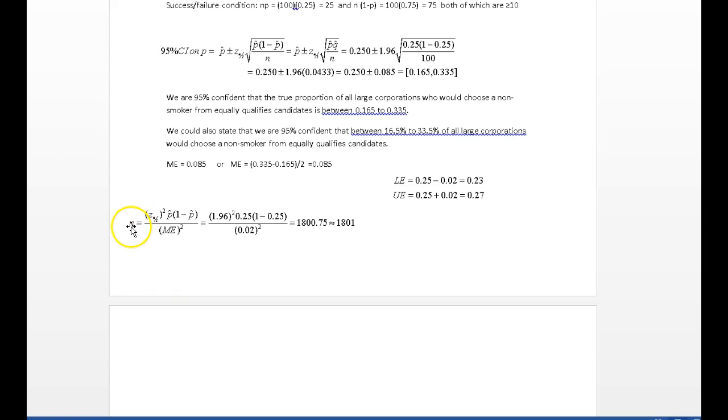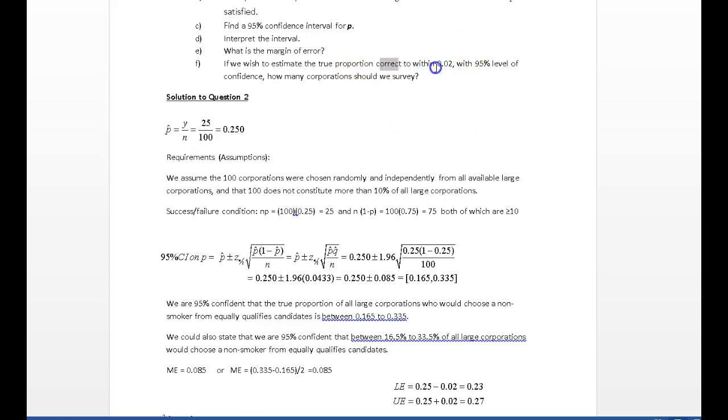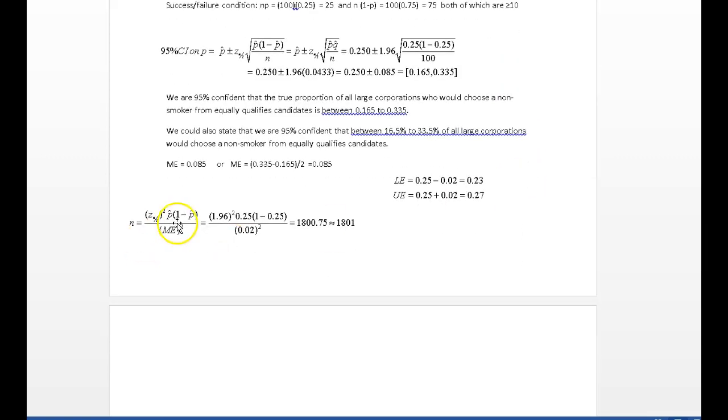All right, my sample size is equal to the square of the z-score that corresponds to a 95% level of confidence. That value is 1.96. It's asking me for some estimate of a proportion. We have a sample proportion, that's my estimate, 0.25 times 1 minus that value. And in the question, we want to estimate it correct to within 0.02. That's my margin of error. That needs to be squared, and the 1.96 needs to be squared. The rest of it is not squared. Okay, stick all that in your calculator.